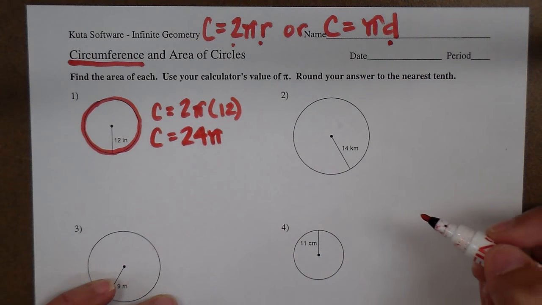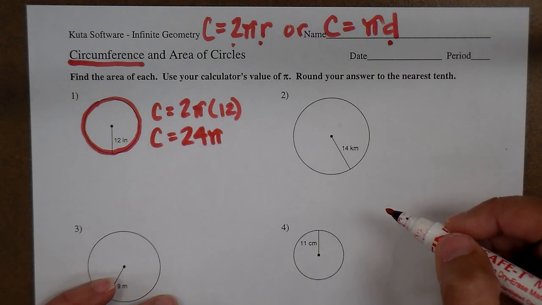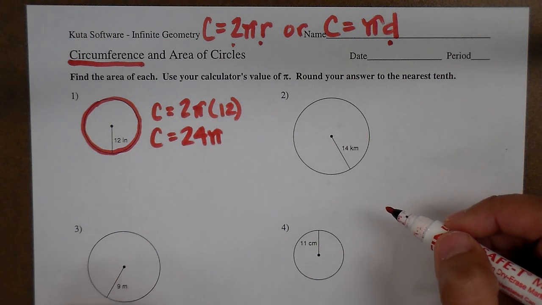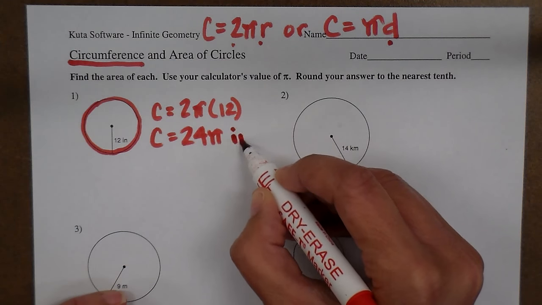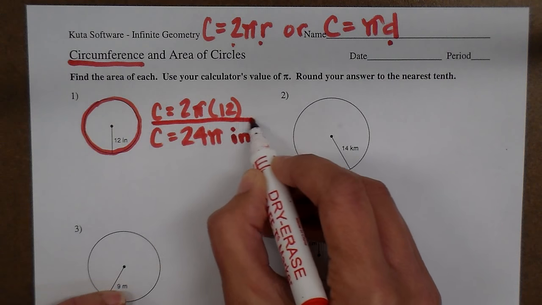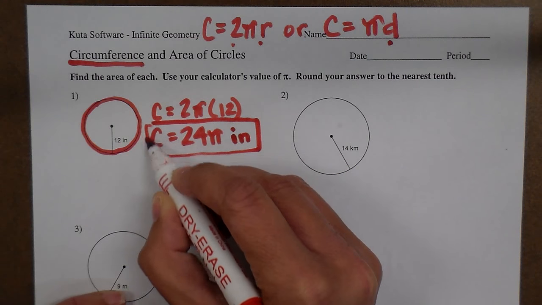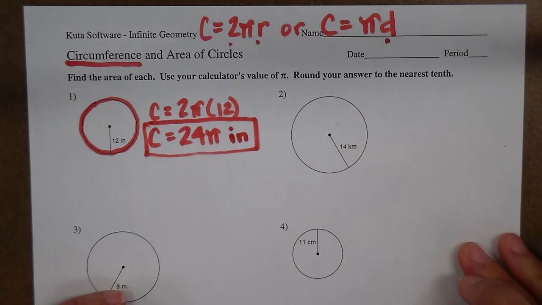I'm going to leave it in terms of pi. I'm not going to multiply by 3.14 because we're going to get a messy decimal, and then we have to round, which means our answer is not quite as accurate. So 24 pi, and that would be inches. So that is the circumference of the circle in number 1.